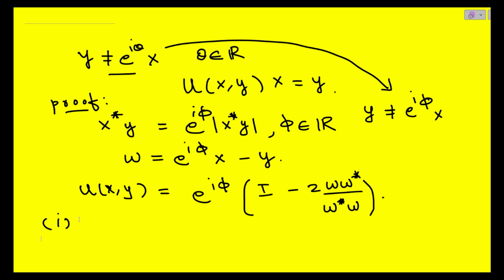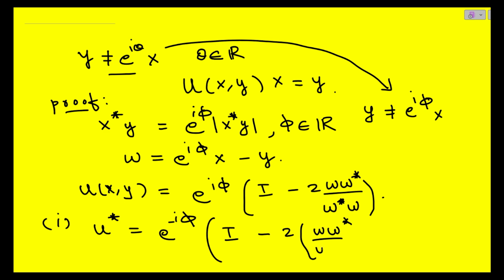So what's the first thing that we need to do here? We need to calculate U star times U. So first let's start with U star. This is a complex number, so you just take the conjugate of that, and this is a matrix, so you need to take the star operation for this. For the identity matrix, it remains the same. For this one, when you take the complex conjugate, it stays the same.